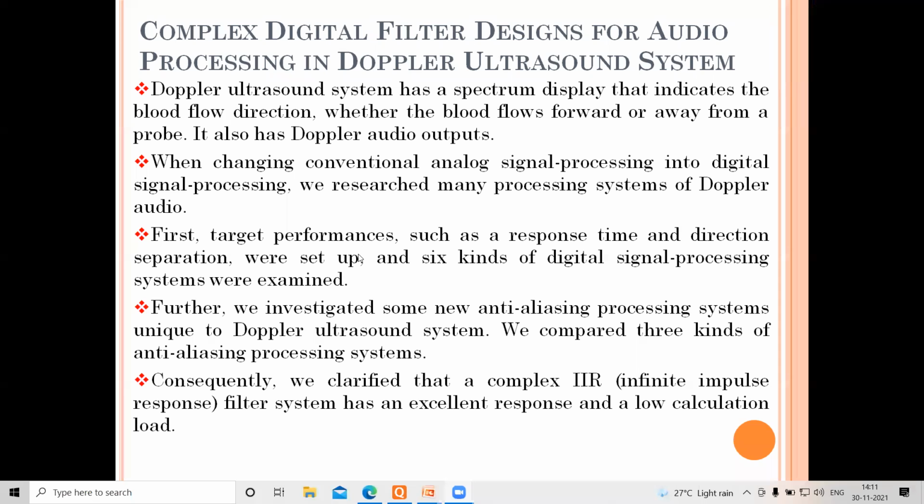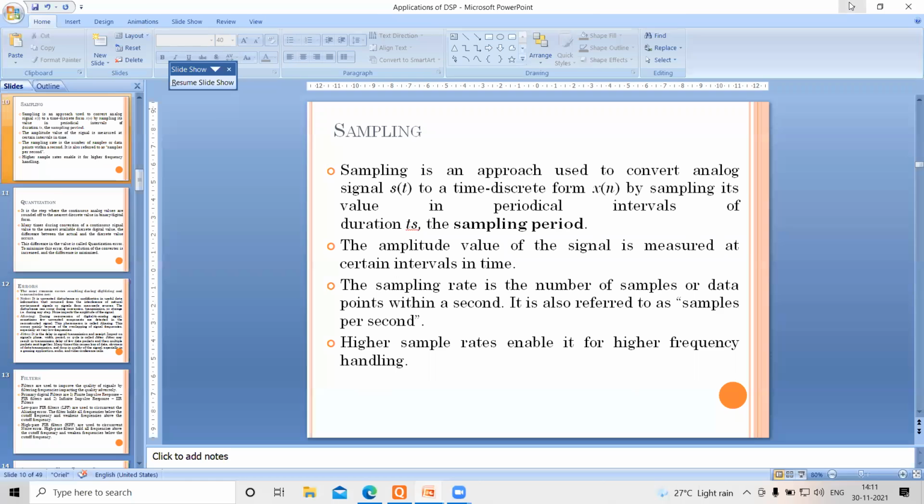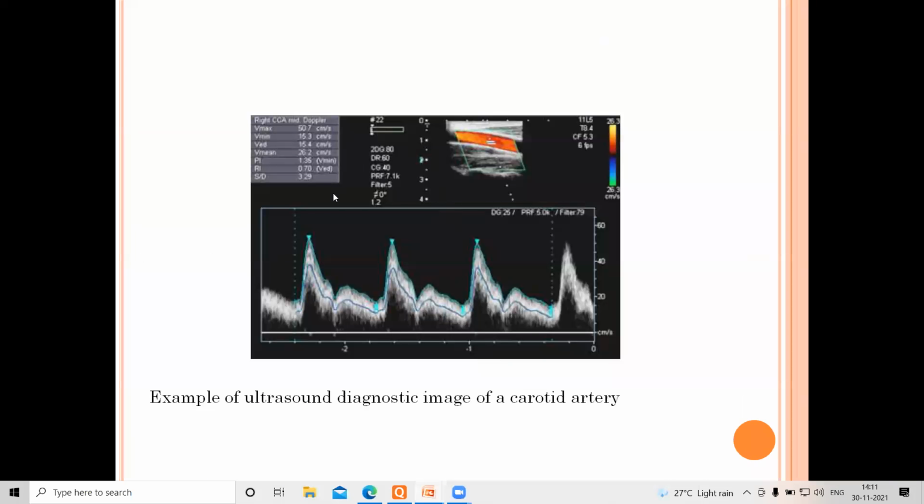I'll show you an image here, probably that should be clear, right? Just a minute, right? Okay, now you see what happens, right?